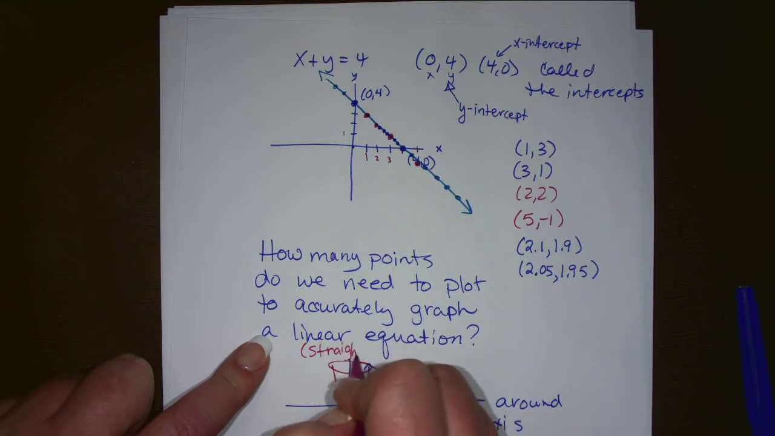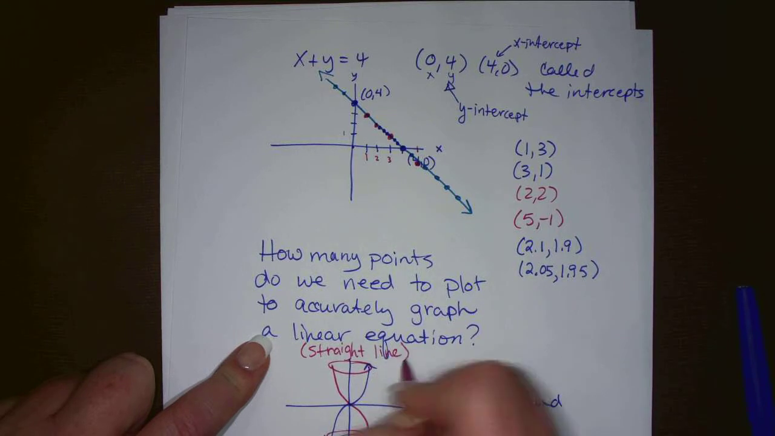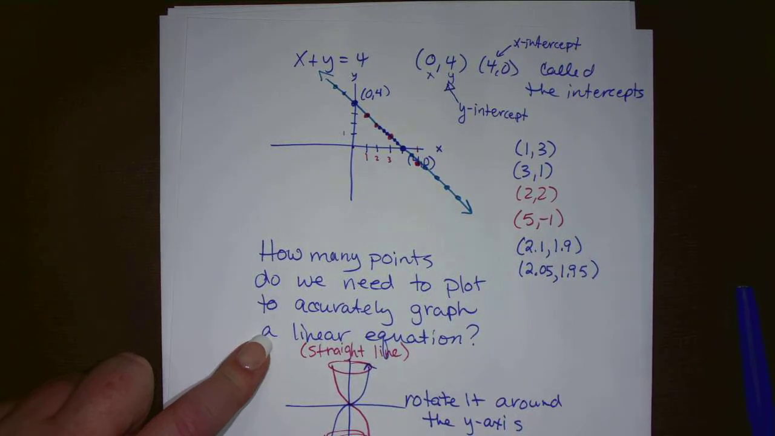A linear equation is a straight line. If the line's not straight, it's a curve. So a parabola would be a curve, or this one, which is a cubic, is a curve. It's not a straight line. A linear equation is a straight line.